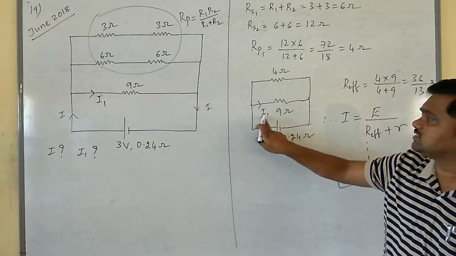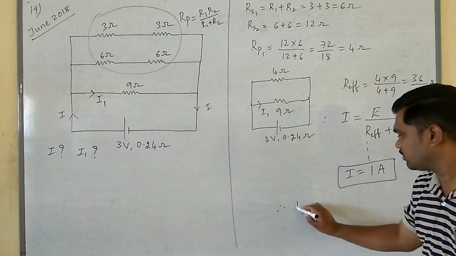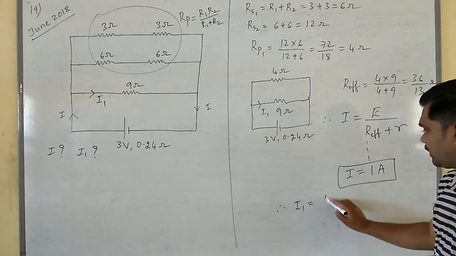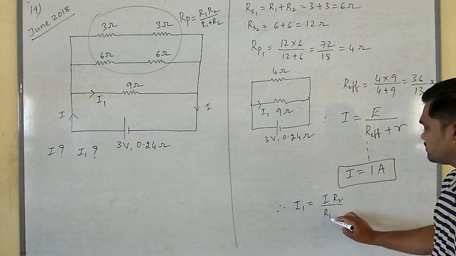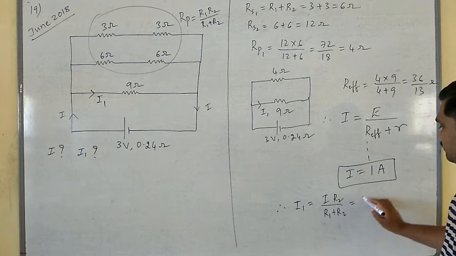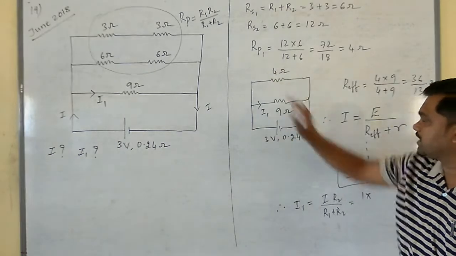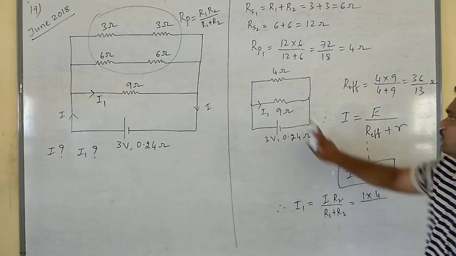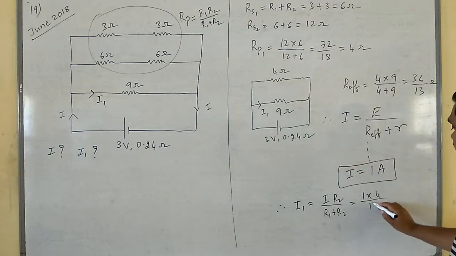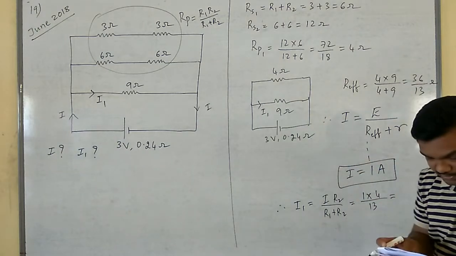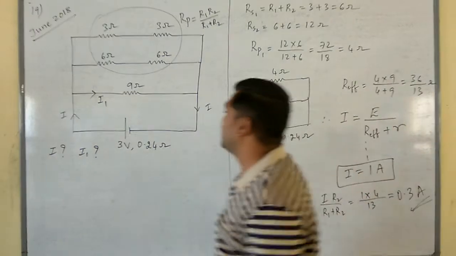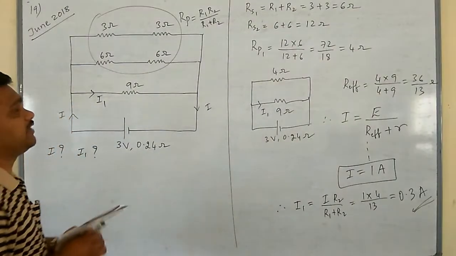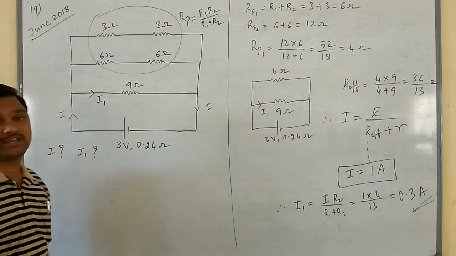Next, how to find this I1? Therefore, I1 is equal to the actual formula I R2 divided by R1 plus R2, which is 1 into R2 means 4, R1 plus R2, 4 plus 9, 13. So 4 divided by 13, on solving this, you get 0.3 ampere. Like this, we can find out the main current as well as the branch current.